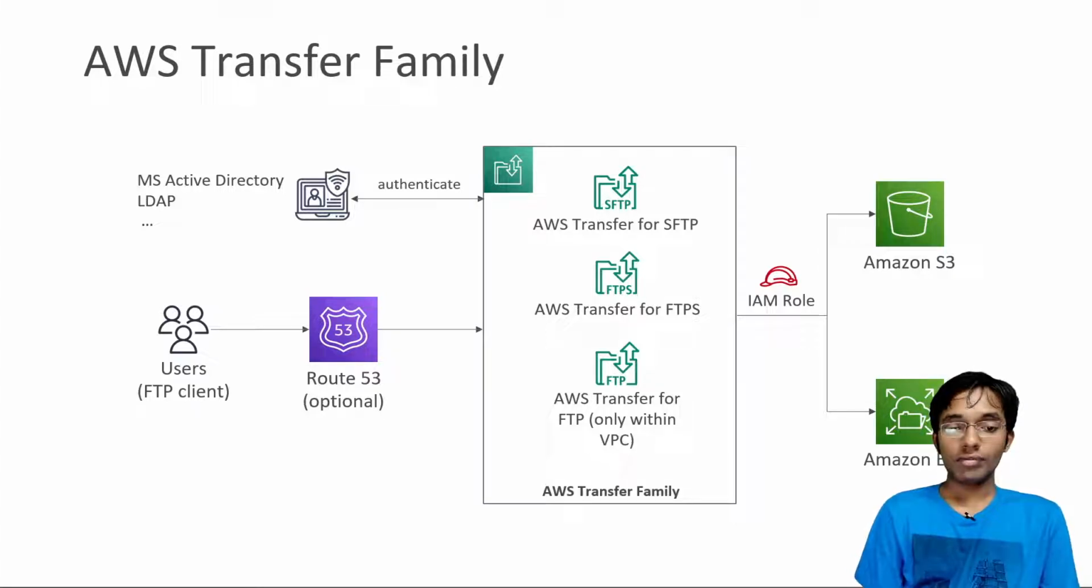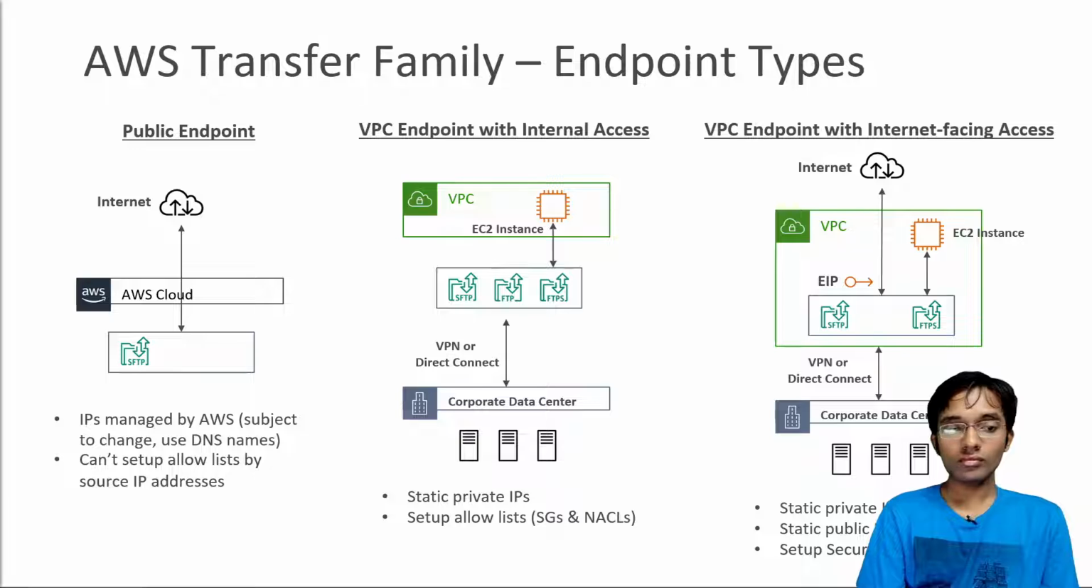Now, let's learn about the endpoint types for the Transfer Family and their associated security. The public endpoint looks like this, as given in the diagram. With the endpoint in the cloud, the internet is able to access this endpoint. The public IP of this endpoint is managed by AWS, and it can change over time, so the recommendation is for you to use the public DNS name of your endpoint.